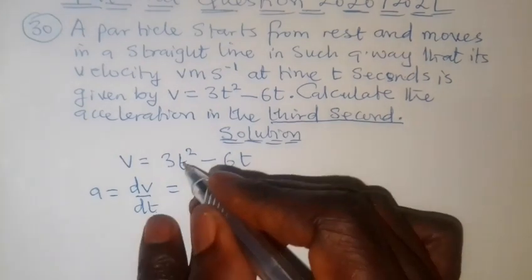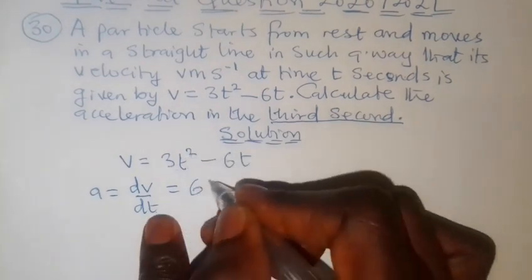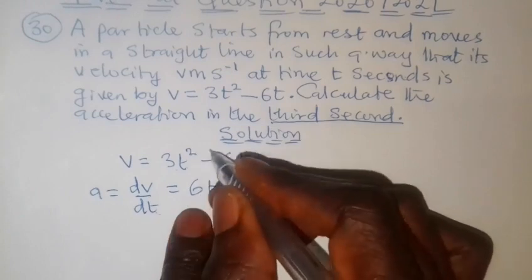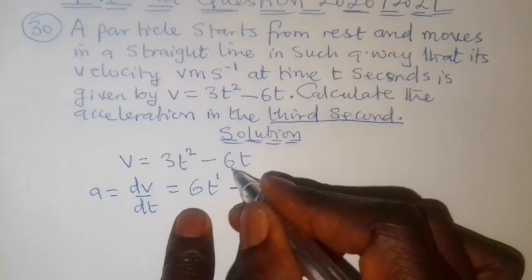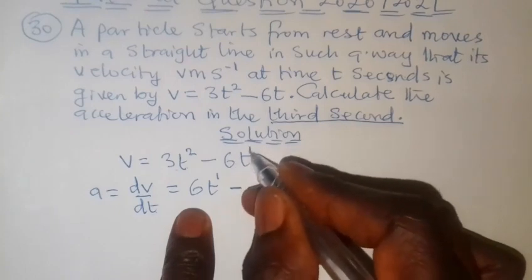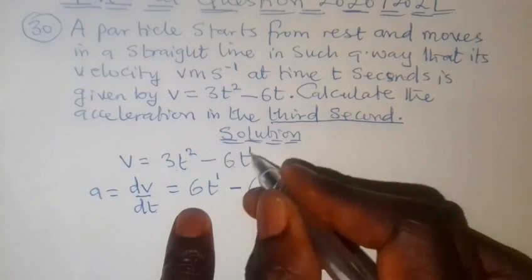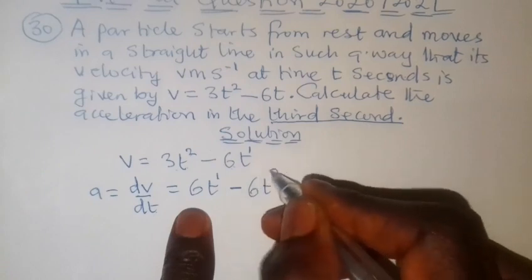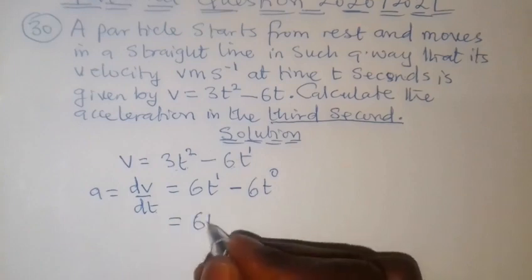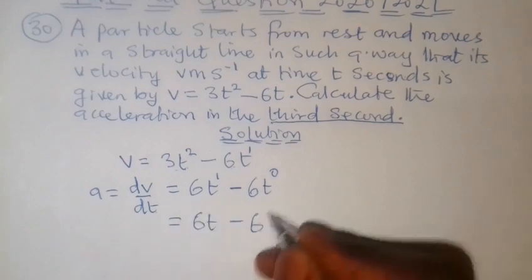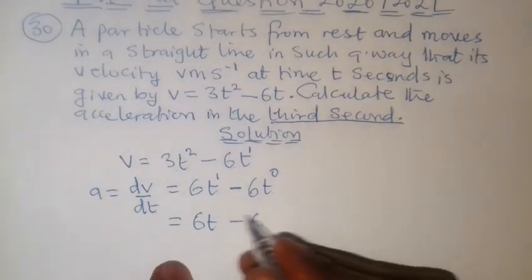So in doing this, we can say 2 times 3t will give us 6t, then 2 minus 1 is 1, then minus, this place here we have 6, and here we have 1. 1 times 6t will give us 6t, then 1 minus 1 is 0. So the next step is that we have 6t minus 6, because t power 0 is 1. So this is the acceleration.